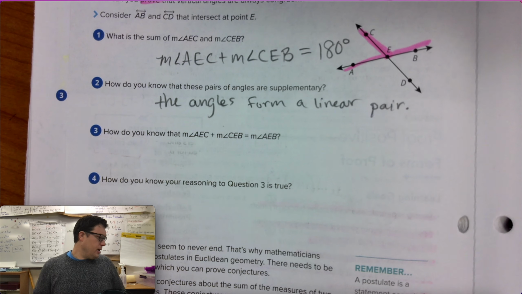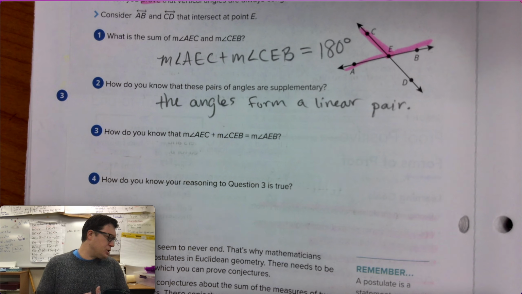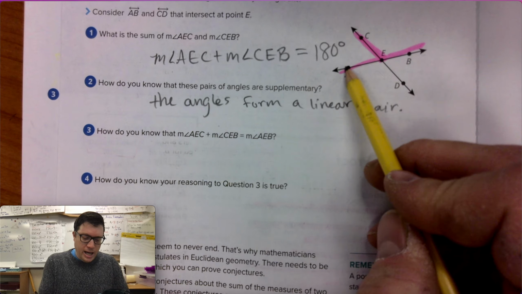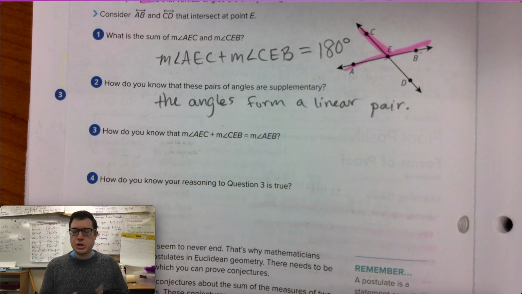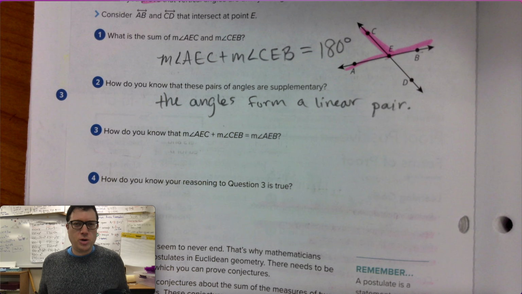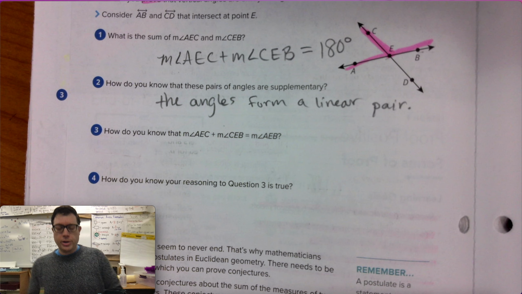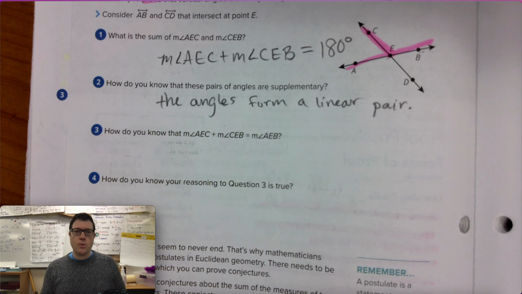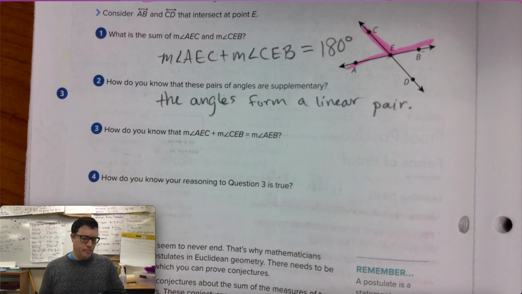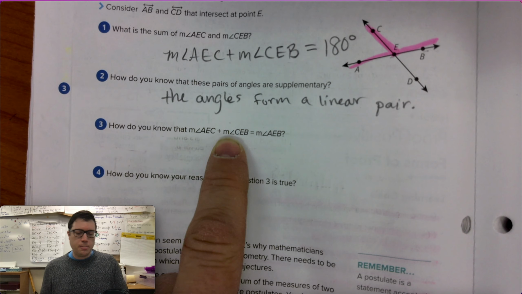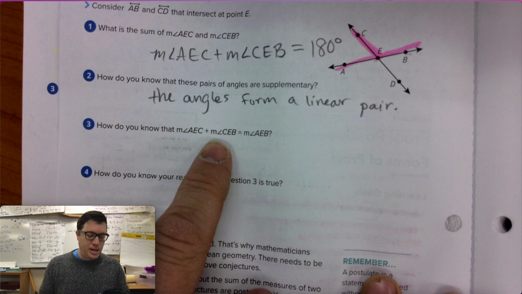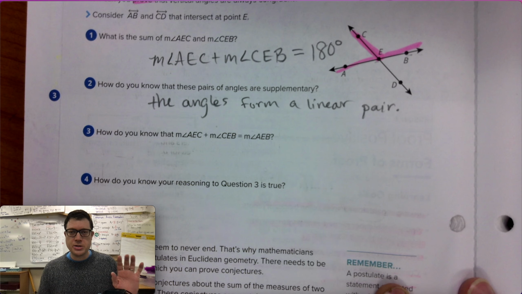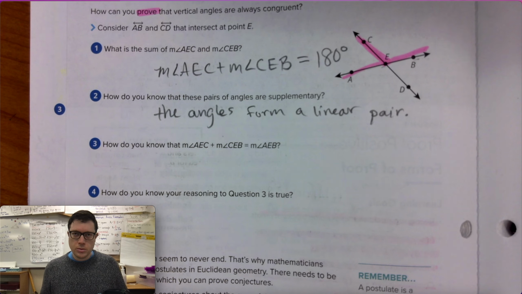All right. Is angle AEB a straight line? Is this angle A to E to B actually a straight line? We're going to trust that it is. We're going to make some assumptions, but that doesn't necessarily mean that it's always going to be that way. How do you know that the measure of angle AEC plus the measure of angle CEB equals the measure of angle AEB? Lots of letters. I get it. How do you know?